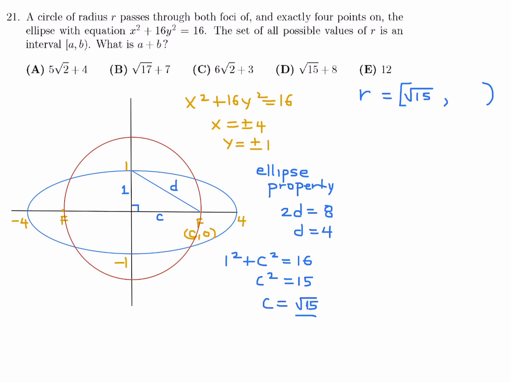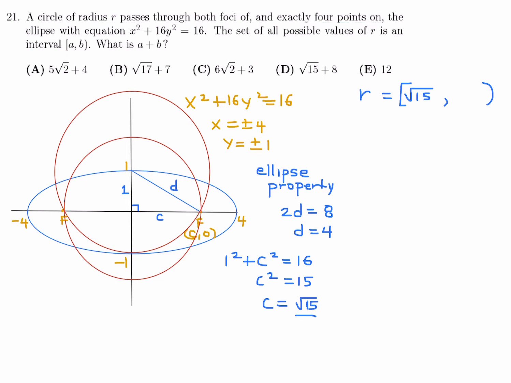Now we have to figure out the next scenario, which is the upper limit of r. We found the lower limit to be root 15, but what is the upper limit? Well, what if we have a circle that just touches down there, like that? Is that going to be sufficient? It passes through both foci, that's fine, and it passes through 2 points here, but unfortunately it only passes through 1 point there. It has to pass through 4 points on the ellipse.